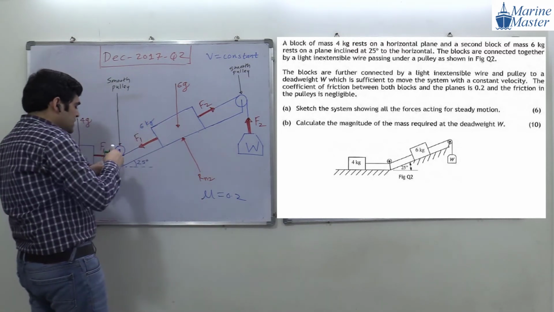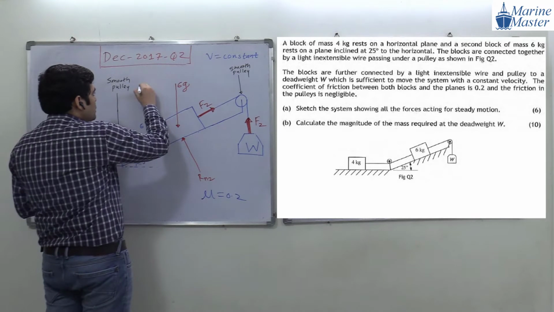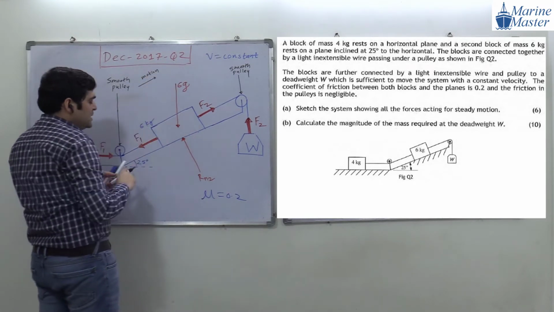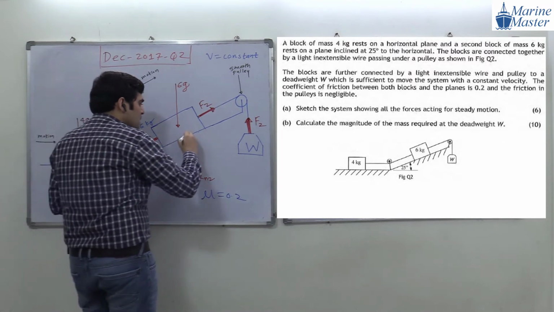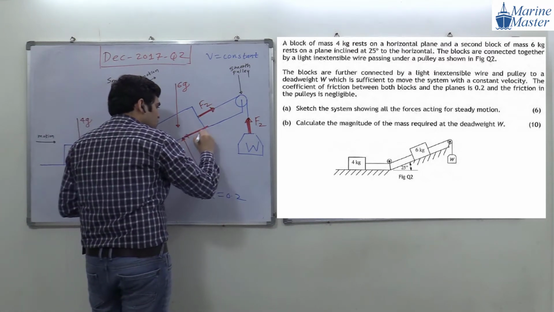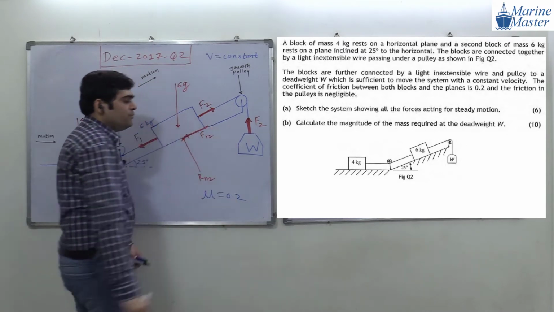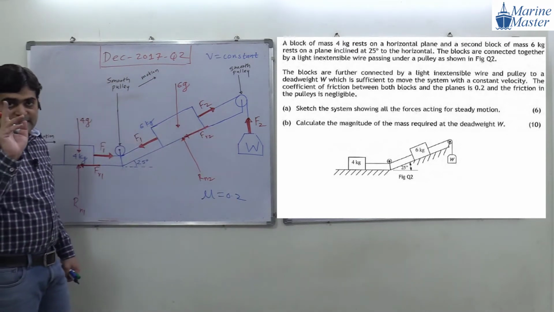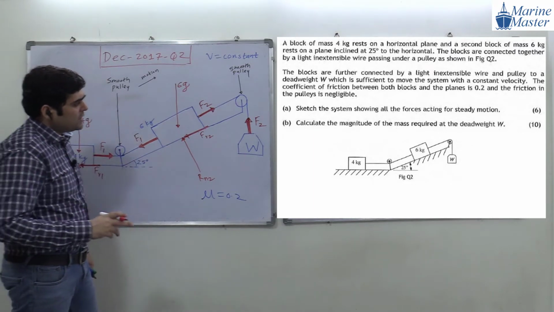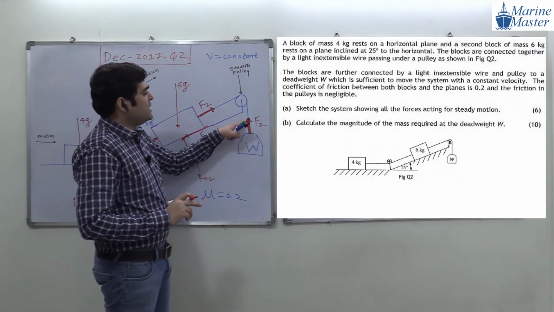Now the motion in this scenario is up the plane. If the motion is up the plane, the friction force is opposite to the motion. We will say this friction force is Fr2. Now the next point is about the dead weight. This dead weight is what?